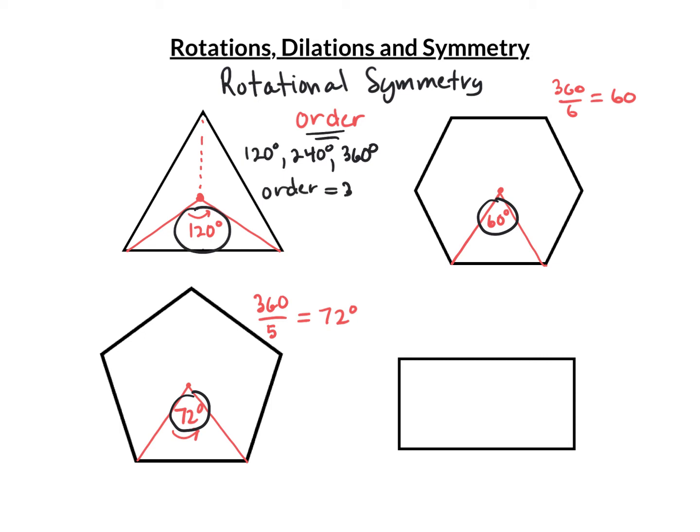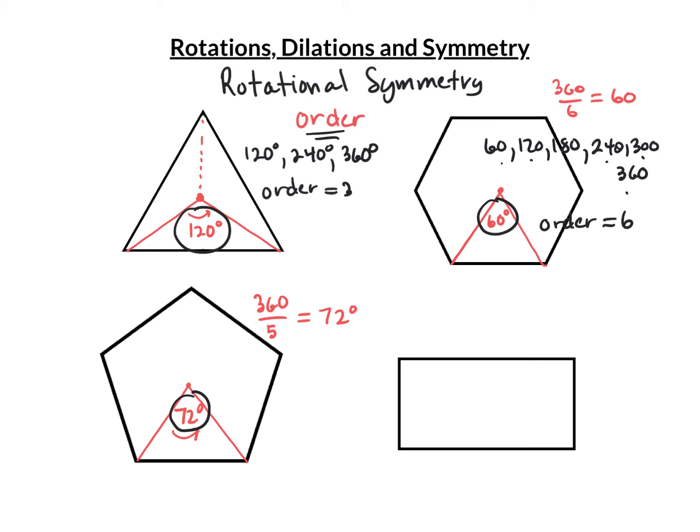For the hexagon, I could rotate it 60. I could rotate it 120, 180, keep adding 60, 240, 300, and finally that 360 degrees. Notice that there are 1, 2, 3, 4, 5, 6 different angles of rotation. The order is 6.